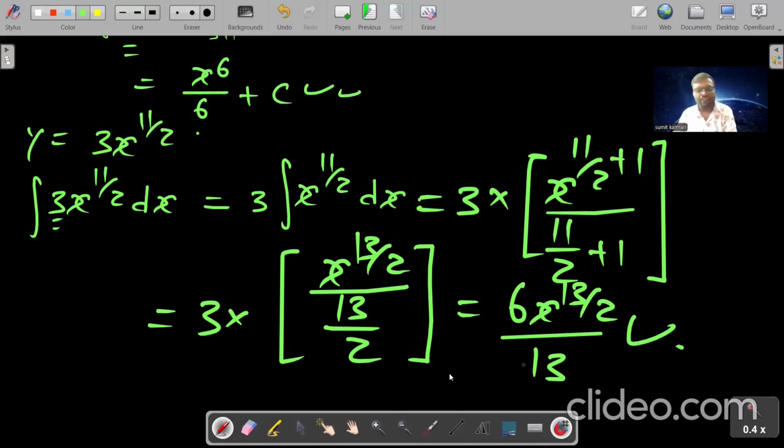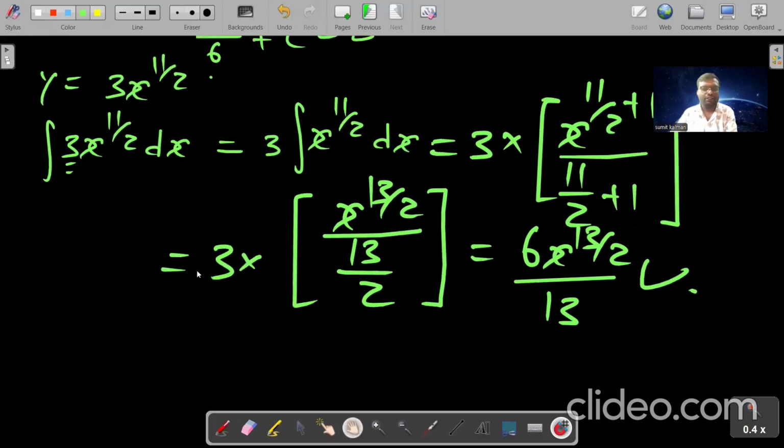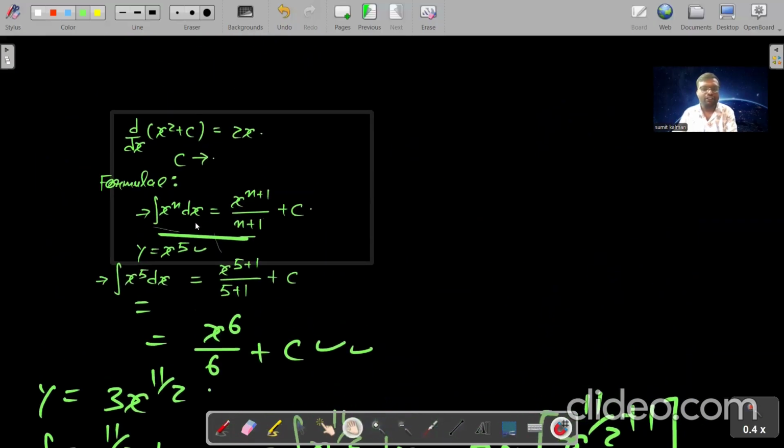Now students, there are other useful formulae, but this one is the most frequently used. Integral x to the power n dx is equal to x to the power n plus 1 upon n plus 1 plus c. This is the most frequently used formula in physics also. So you have to remember this.